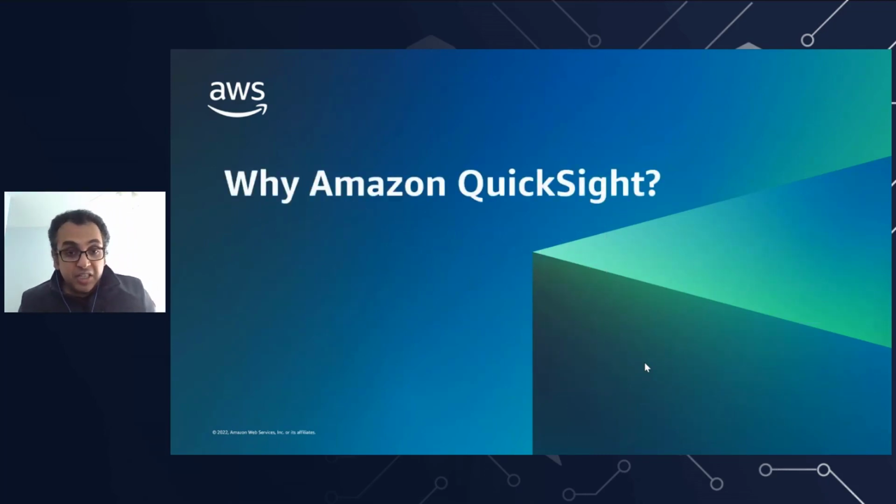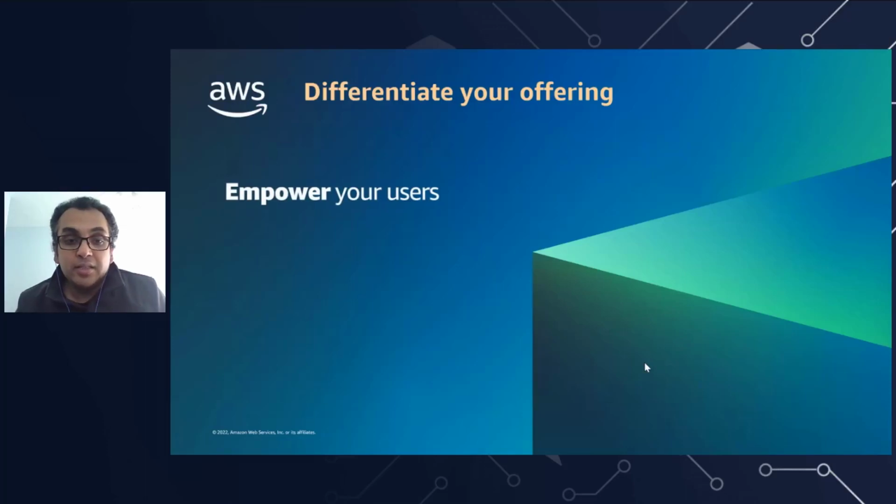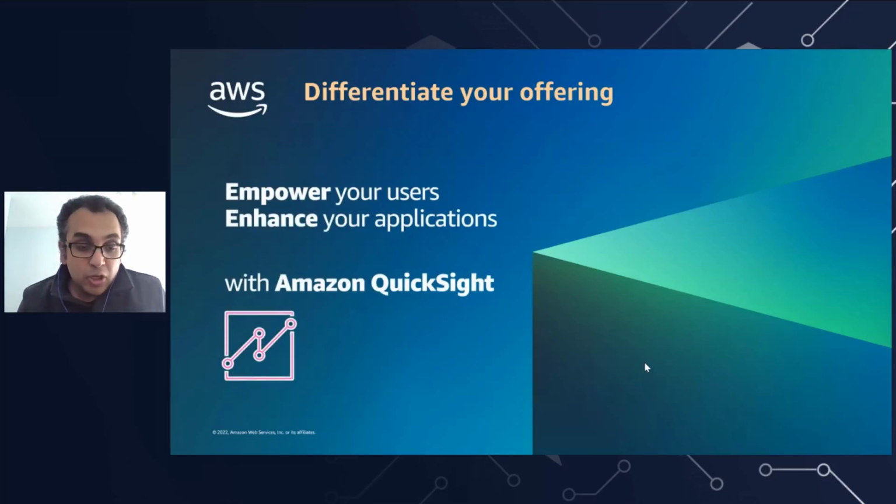So now that we have seen why would one want to embed analytics and why would one want to go with an embedded analytics offering, let's see how Amazon QuickSight comes in to fill in that gap for you. So first thing is, with Amazon QuickSight, you can empower your users, you can enhance your applications, and we are going to see how you're going to do that.